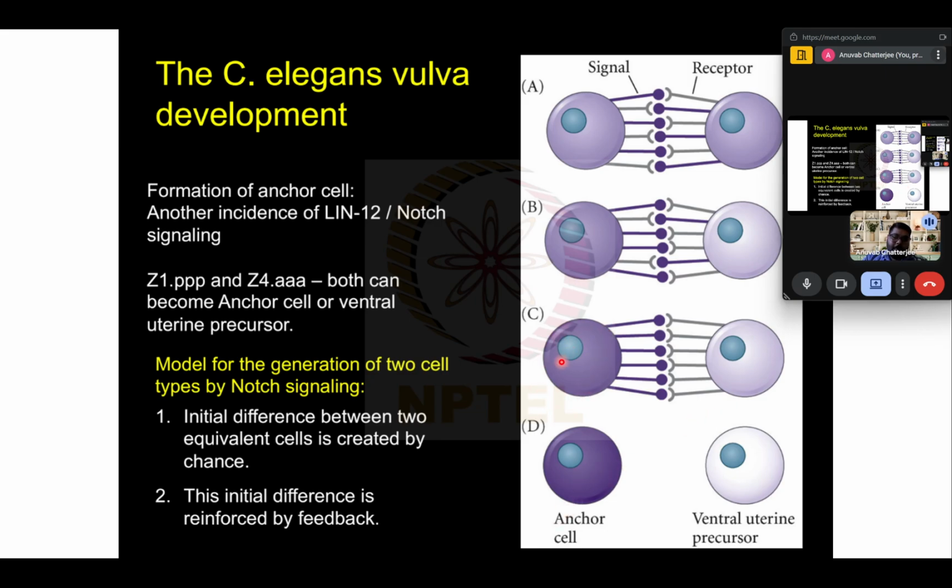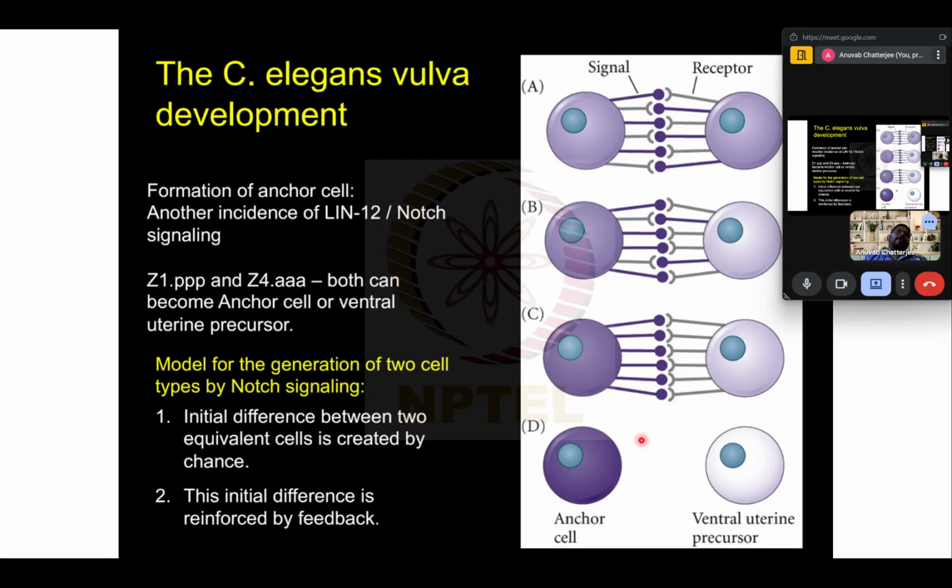So in our current conversation, between the Z1PPP and Z4AAA cells, whichever produces more ligands and whichever produces only receptors will form the anchor cell and the ventral uterine precursor cell respectively.